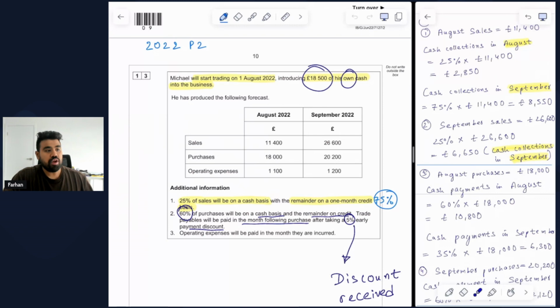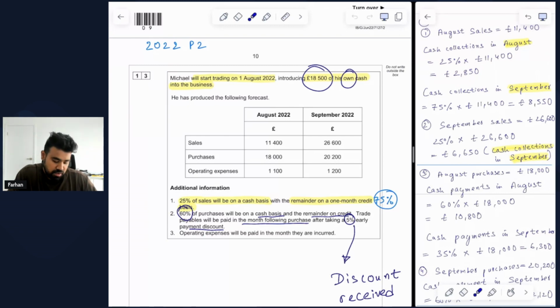Michael will start trading on 1 August 2022 introducing £18,500 of his own cash into the business. So, what we can understand by reading the first line is that Michael is very new into business and started the business with his own investment money of £18,500, which is also referred to as the opening capital.